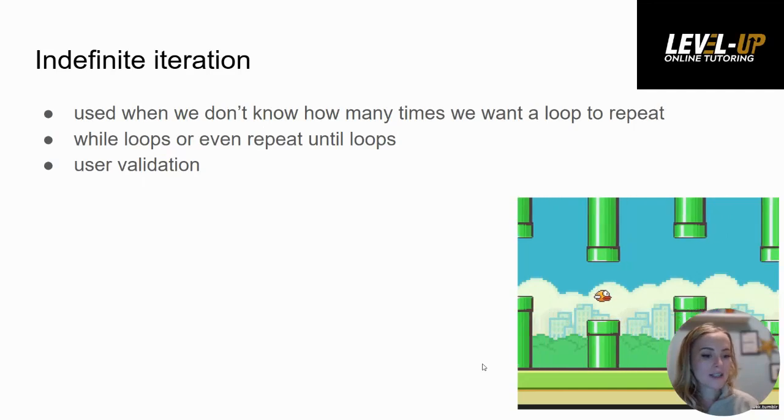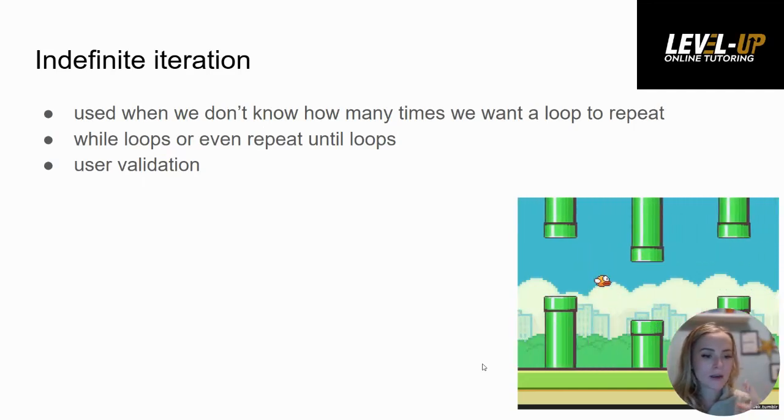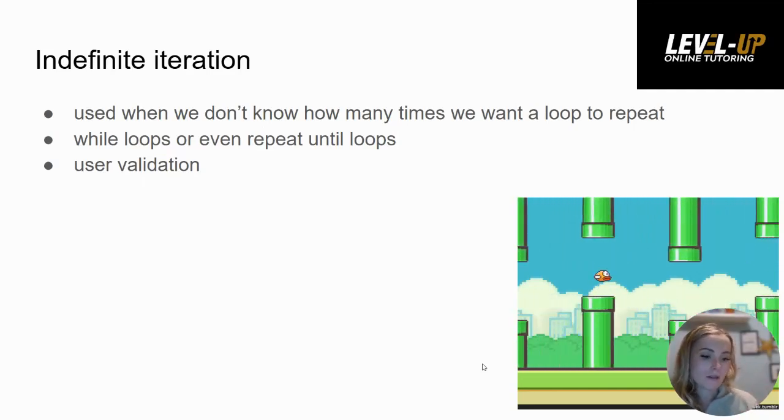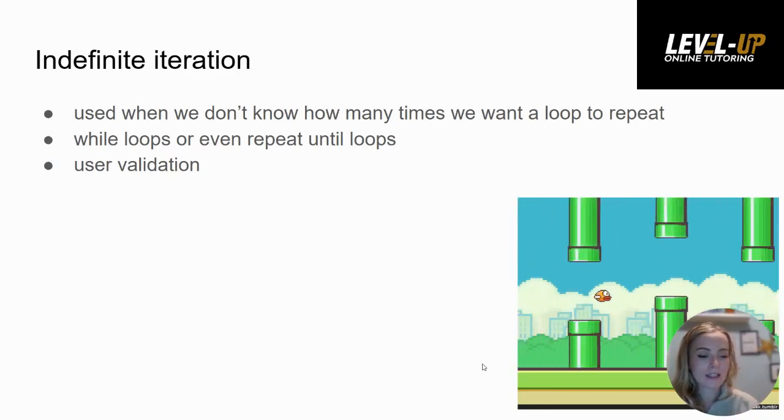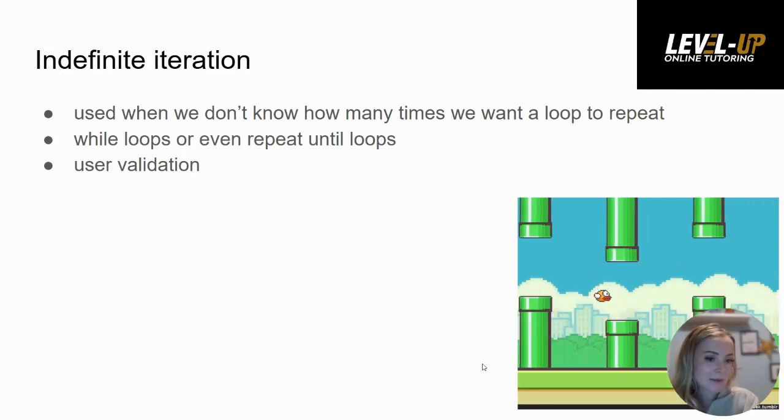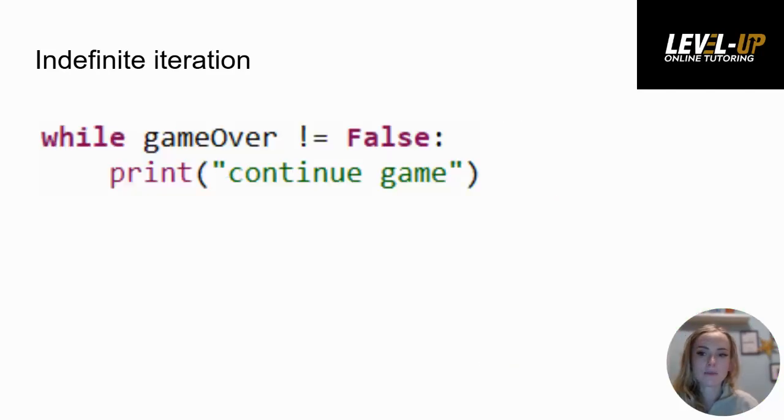Okay, so actually the condition is the same. When the bird meets the pipe, then obviously it's game over. However, for different people, it will have a different length of time. And you can see this in many games. Here's a Python example. While game over does not equal false, continue game.